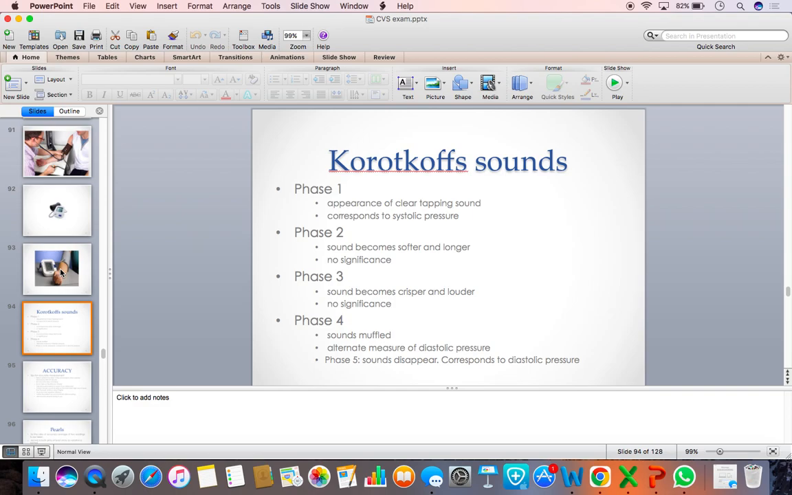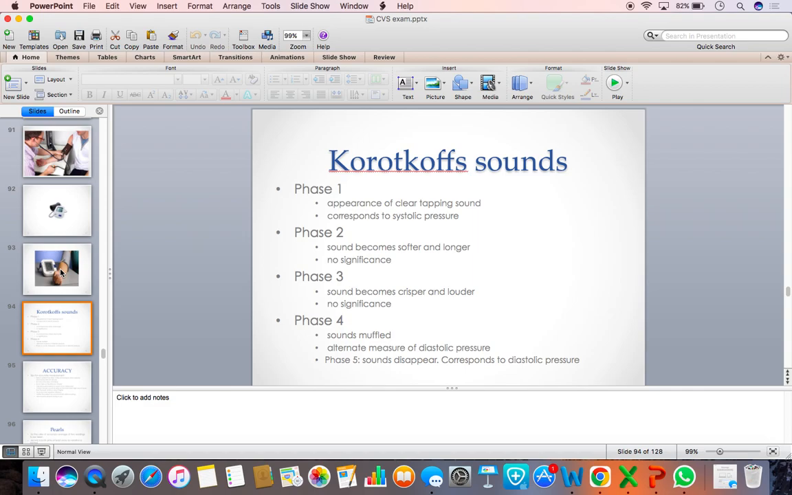This is followed by phase 2. Sound becomes softer and longer. It does not have any significance. Phase 3, sound becomes crisper and louder. The softer sound becomes louder in phase 3. In phase 4, sounds become muffled. This is another method of measuring the diastolic pressure.